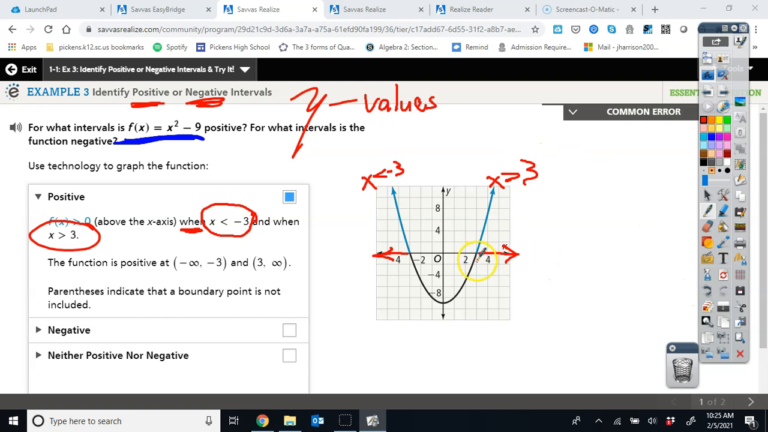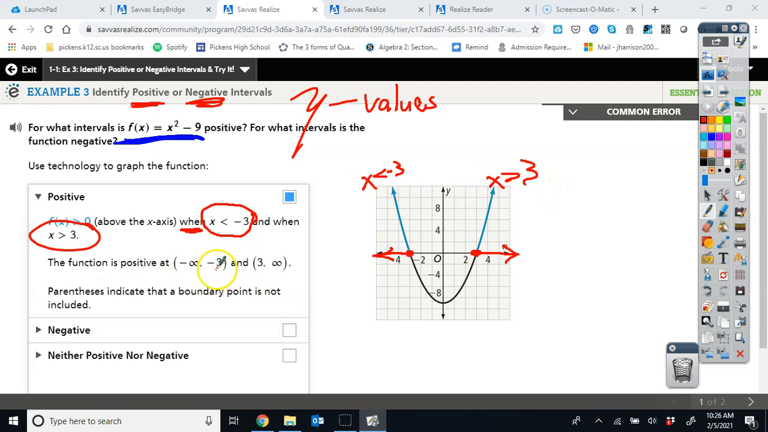Notice it does not include -3 and +3. Why not? Because that's not where the function's positive. That's where the function actually equals 0. So it's not positive there. It's not negative there either. So notice that that would be the set notation, as those inequalities like that.